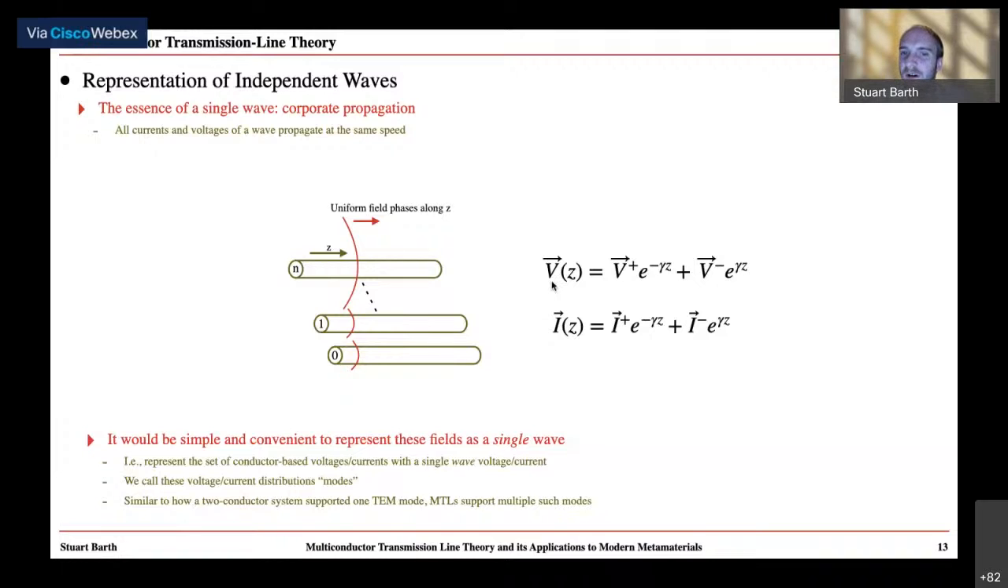These equations here detail vectors of voltages and currents. Do we have multiple voltages and multiple currents involved, right? So could we represent these with a single voltage and current corresponding to a wave? We call these voltage and current distributions modes. Similar to how a two-conductor system supports one transmission line mode, one TEM mode, these multi-conductor transmission lines support multiple such modes. So we're interested in how to determine the properties of these modes.